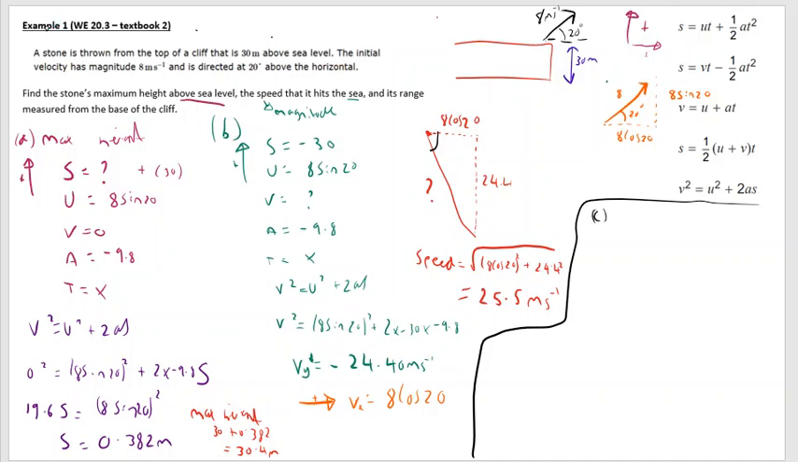Right, we're looking for the range from the base of the cliff. The range just means the horizontal displacement, which can be s of x. So when it hits the sea, how far away is it? So you think, first of all, right, great, well that is a horizontal projectiles question.